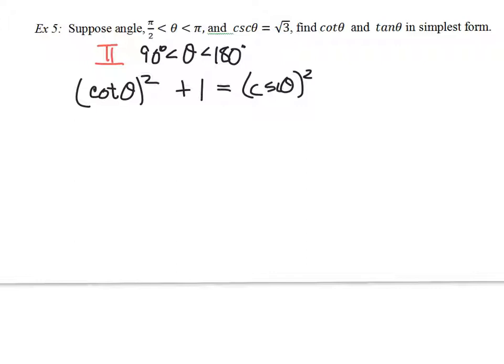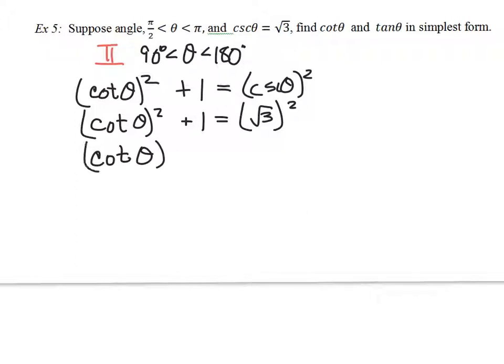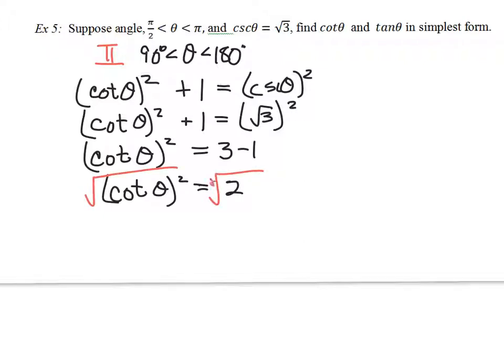Let's replace the cosecant with radical 3, so I'm going to say cotangent of theta squared plus 1 is equal to radical 3 squared. Square that radical 3 and go ahead and subtract the 1 from both sides of the equation. So radical 3 squared gives me a regular 3. Subtract the 1. So the cotangent of theta squared must be equal to 2. Take the square root on both sides of the equation. Don't forget the positive and negative. So now I have that the cotangent of theta should be equal to radical 2.